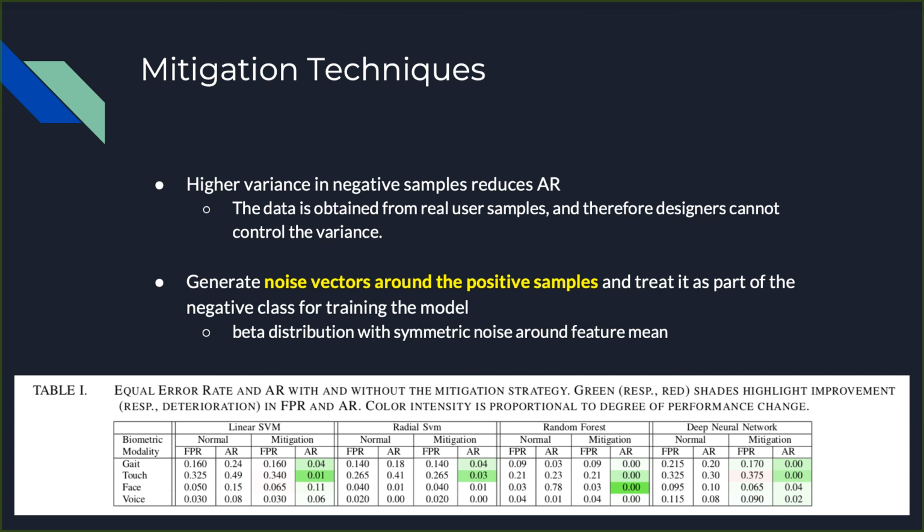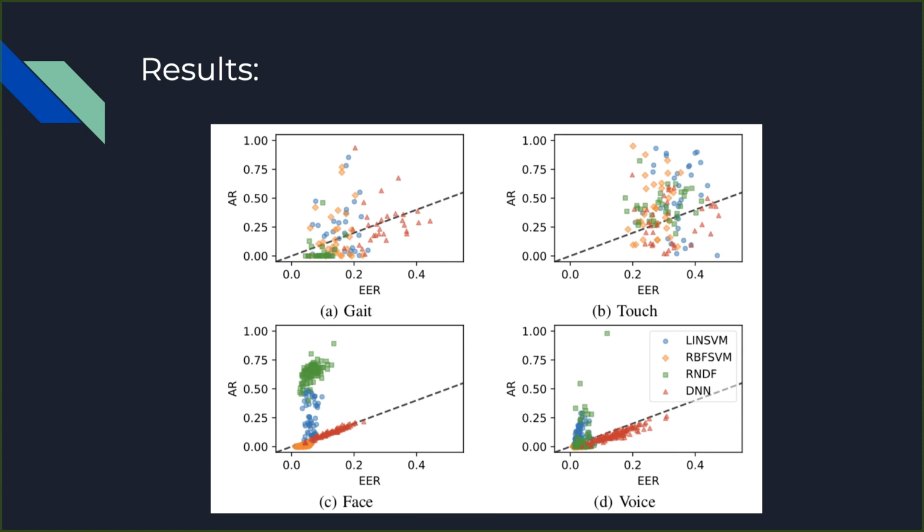And from the results here, you can see that for all 4 different models and all 4 different data sets, if you just do the normal training without mitigation, the acceptance region has no correlation with the FPR, the error rate. But after you do mitigation, most of the acceptance regions decrease, while the most significant decrease is within the Gait and the Touch data sets, which, if you remember from before, are the ones that have almost no correlation between the error rate and the acceptance region.